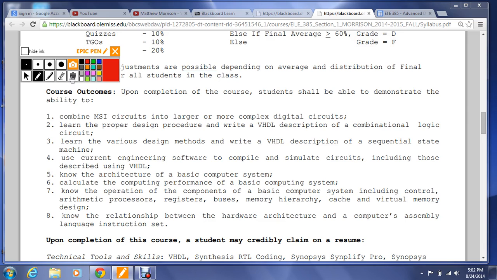So the general view is, let's say you have C code, and you're going to translate it into assembly, and then translate it into machine language. And we're going to learn how to do that in this course.